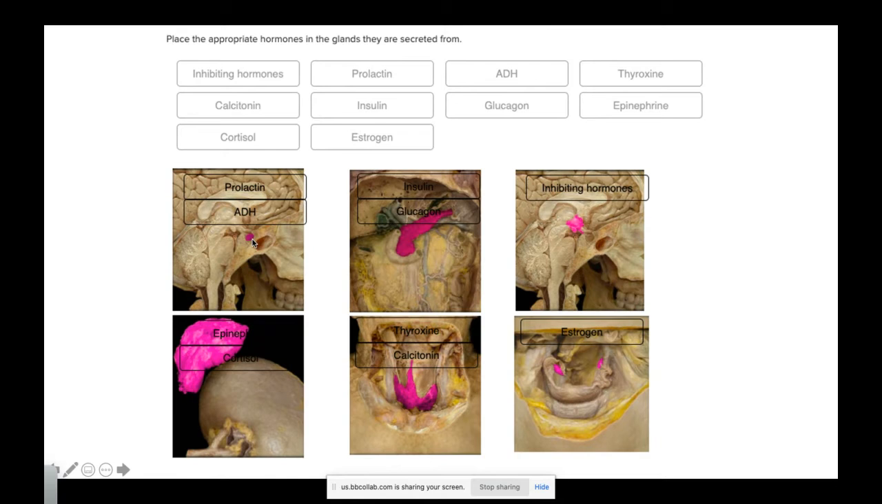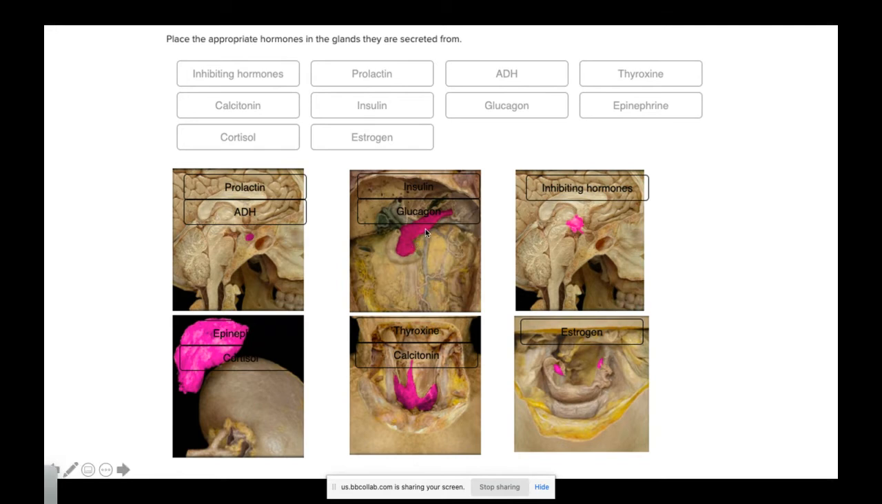So here, the pituitary: prolactin and ADH. Now, they could have gone a step further and only highlighted the anterior pituitary or only the posterior pituitary. If it was posterior pituitary, it's ADH. Anterior pituitary, prolactin. Remember, the posterior pituitary, which is the neurohypophysis, is responsible for ADH and oxytocin. And then prolactin, FSH, growth hormone, right? All those others are anterior.